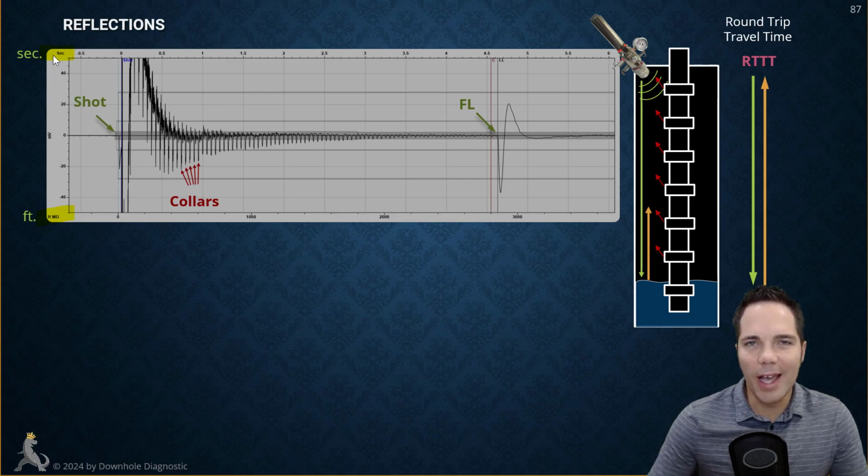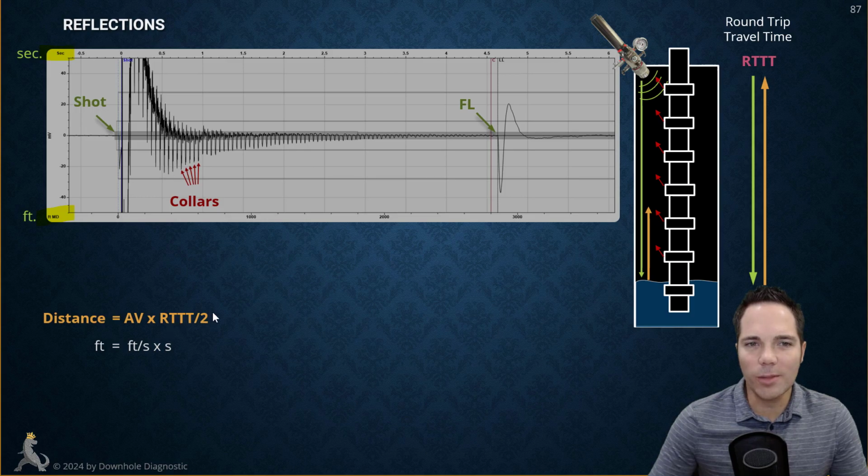So remember, there are 2 axes here. The top one is seconds, and this is the calculated depth in feet. Now to calculate the distance to anything, especially the fluid level, which is usually what we want to know, the distance equals the acoustic velocity times the round trip travel time divided by 2. So it's just the velocity times seconds.